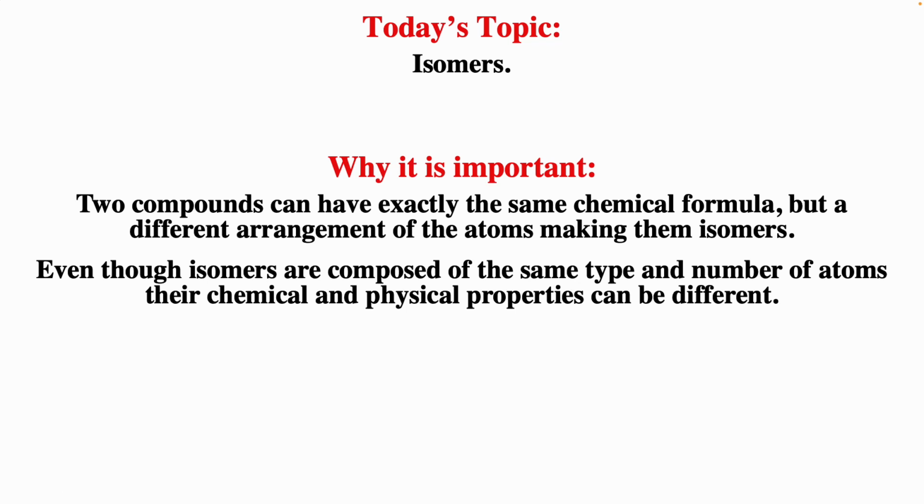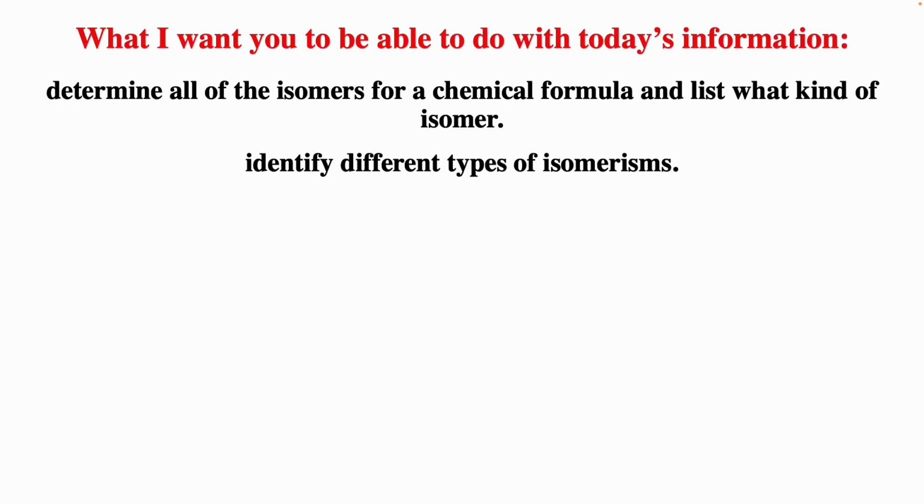Two compounds can have exactly the same chemical formula, but a different arrangement of atoms, leading them to be isomers. Isomers can have slightly different chemical and physical properties. Hopefully after watching this video, you can determine all the isomers for a given chemical formula and list what kind of isomers they are. Hopefully you can identify the different types of isomerisms.